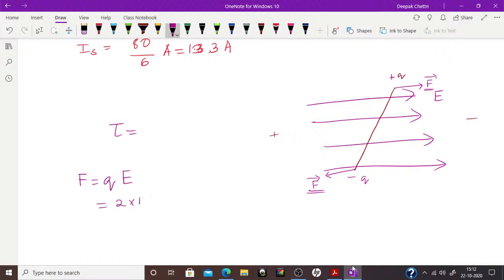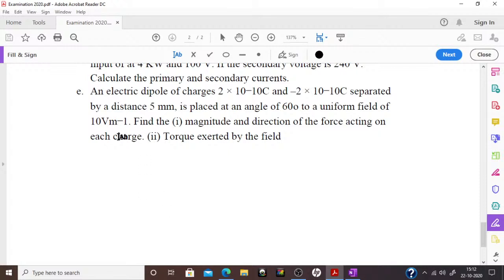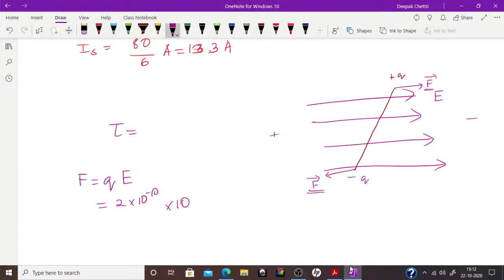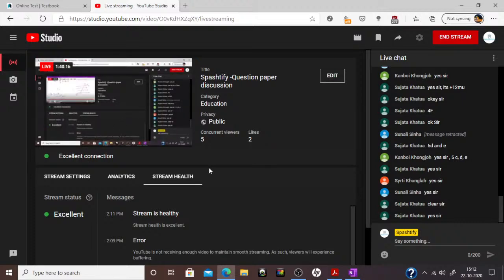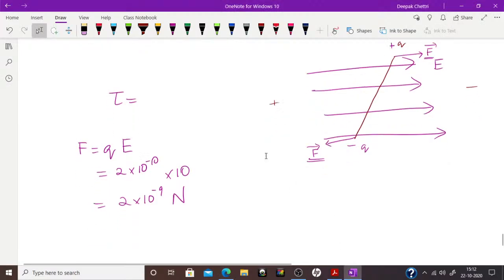So Q is 2 into 10 to the power minus 10. The electric field that is given is how much? 10 again. So the answer will be 2 into 10 to the power minus 9. This is the force that either charge will experience. It will be the same, because the value is the same and the electric field is also the same for both. Is this question clear, yes or no? Okay, so that is the force experienced by either charge.